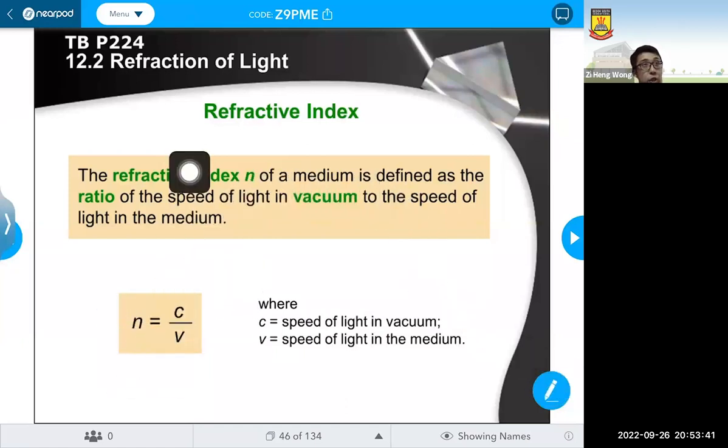Refractive index is defined as the ratio of the speed of light in vacuum to the speed of light in the medium. So in this case, I do not need to give you c. We know that c is 3 times 10 to the power 8 meters per second. Then with that, you can just go and do your calculation.